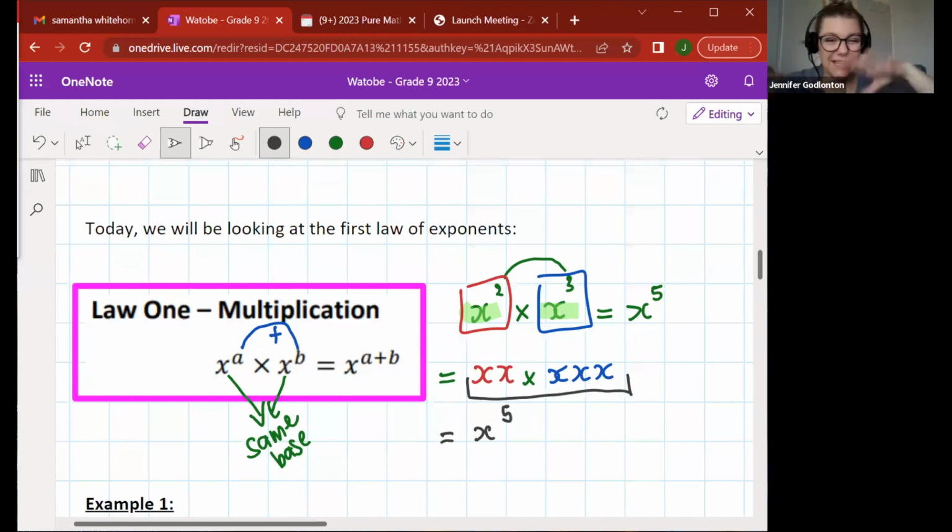So sometimes it helps for us to write it out in an expanded format for us to see what's going on. But otherwise, we're just adding what those different ones are. We add the exponents on the top and we leave the base the same. Exactly. You leave the base the same and you add the exponents on top. Okay. Beautiful.